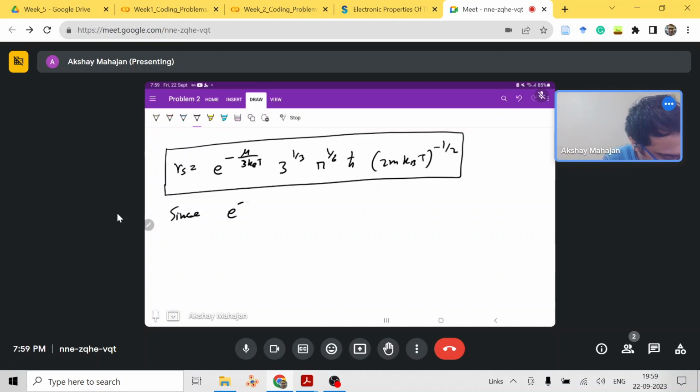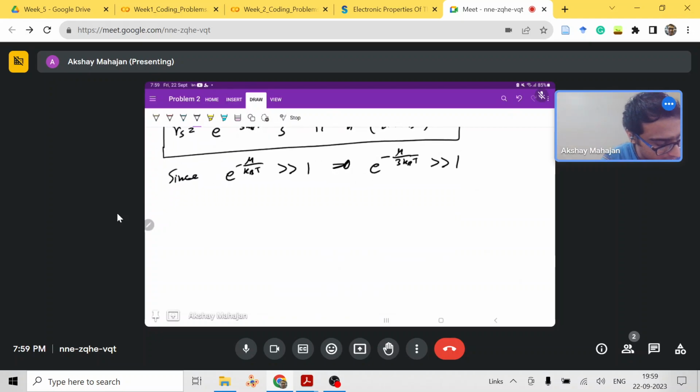Also, since e to the power minus nu by kBT, we have to solve one more relation as well. It is given that this relation for Fermi-Dirac distribution works like Boltzmann distribution. We have also seen that e to the power minus nu by kBT has to be much greater than 1, which implies e to the power minus nu by 3 kBT will be greater than e to the power minus nu by kBT, so this will also be much greater than 1.